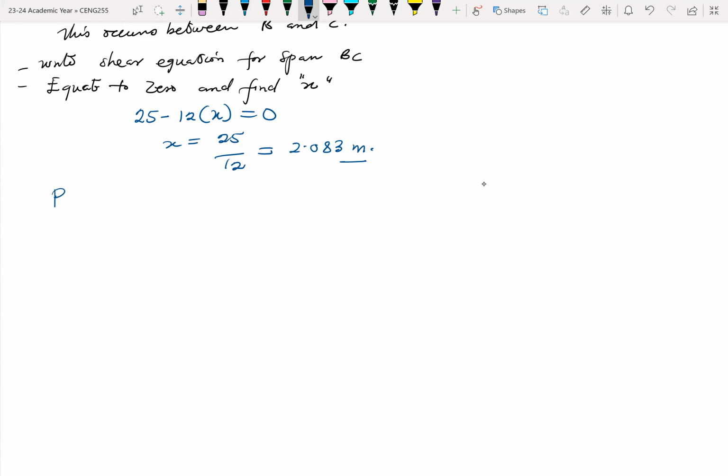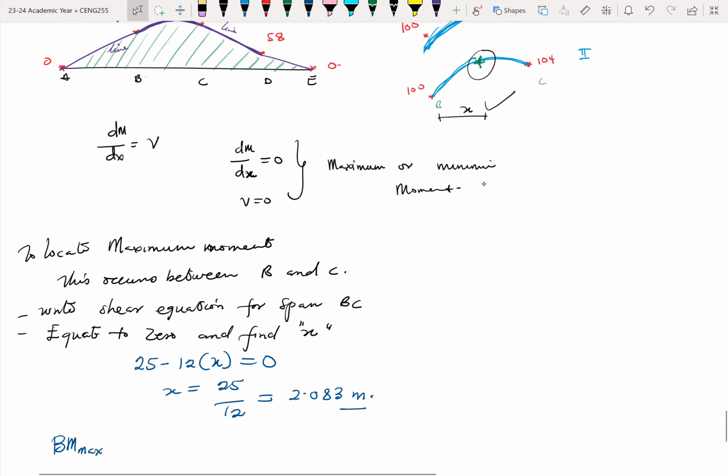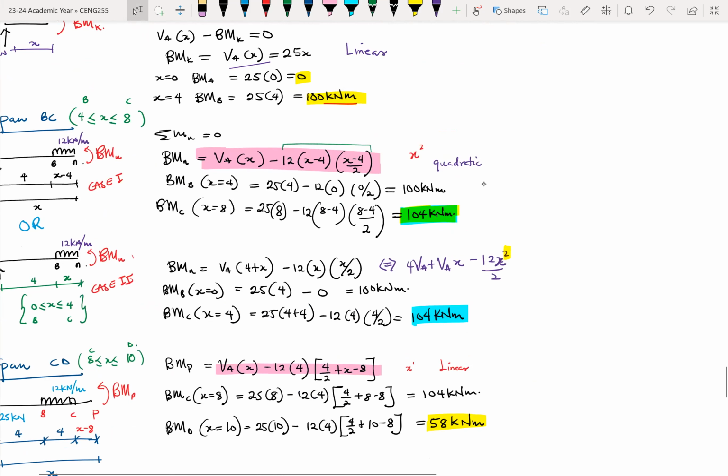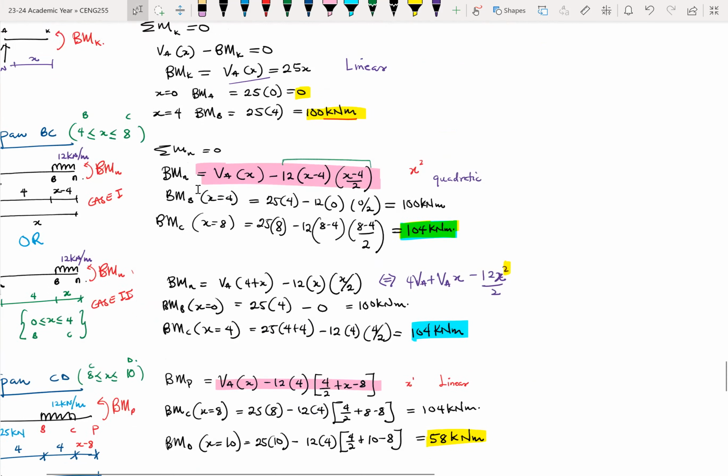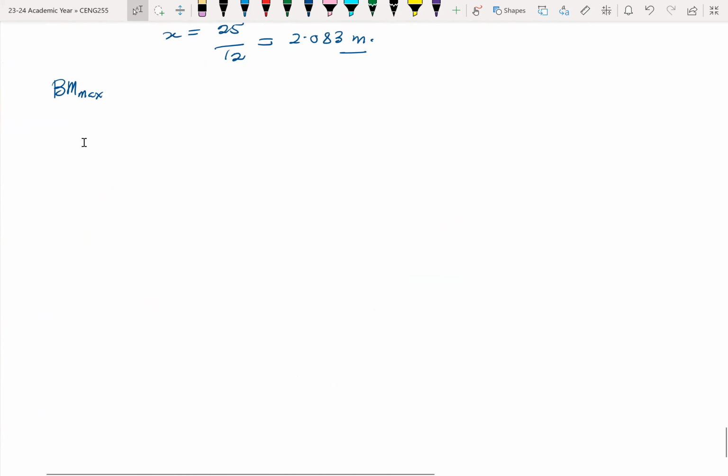So bending moment max. Okay, it occurs between B and C, right? The bending moment occurs between B and C. So I come to between B and C. And then maybe I go with this option because I think that's the easiest to go with. So let me go with this option. Okay, great.